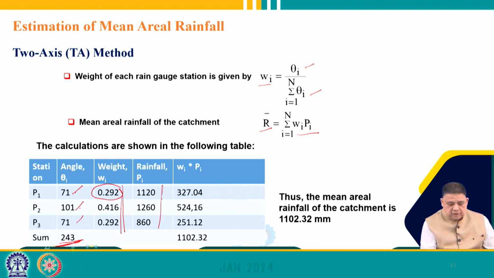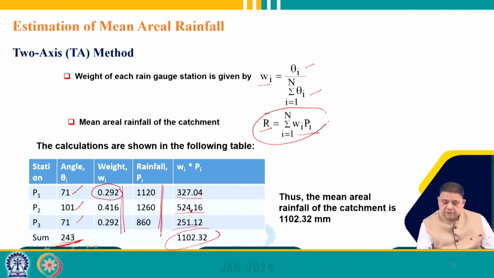The rainfall values already are given in the table. So, we get the multiplication of Wi Pi for each station. So, multiplied by Wi and Pi to get this value and this value. This is a point, of course, and the sum value will be nothing but this is 1102.32. Thus, the mean areal rainfall of the catchment is 1102.32 millimeters following this particular method, that is mean two axis method.